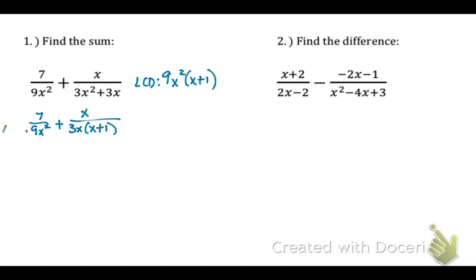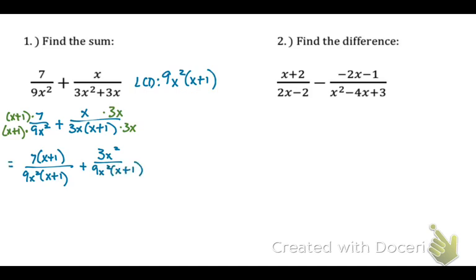Now to each of my separate rationals, I need to multiply by what's missing from that common denominator. So on the left, I'm multiplying top and bottom by x plus 1. And on the right, I'm multiplying each by 3x. Now I've got common denominators, so I can do the math with my numerator. So I'm going to distribute my 7 and add my 3x squared.